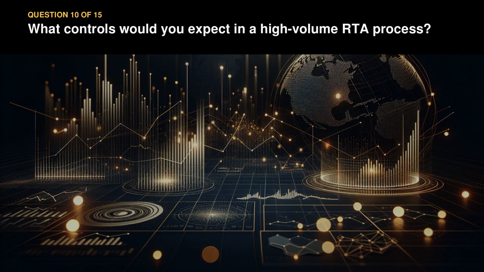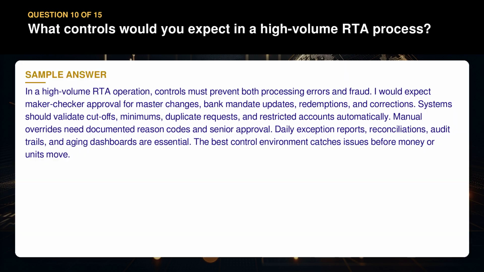Question 10. What controls would you expect in a high-volume RTA process? In a high-volume RTA operation, controls must prevent both processing errors and fraud. I would expect maker-checker approval for master changes, bank mandate updates, redemptions, and corrections. Systems should validate cutoffs, minimums, duplicate requests, and restricted accounts automatically. Manual overrides need documented reason codes and senior approval. Daily exception reports, reconciliations, audit trails, and aging dashboards are essential. The best control environment catches issues before money or units move.